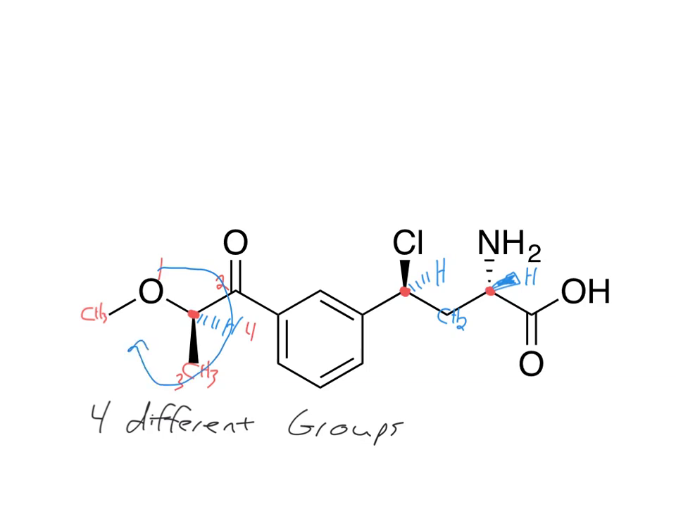We're going clockwise. So this is R. Alright. Let's try another one. We see this chiral center over here on the right. We have a chlorine, so that's going to be 1. We know our hydrogen is going to be 4, right, because it's the smallest.